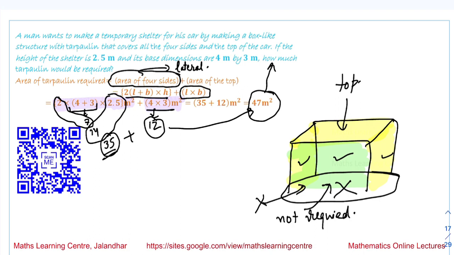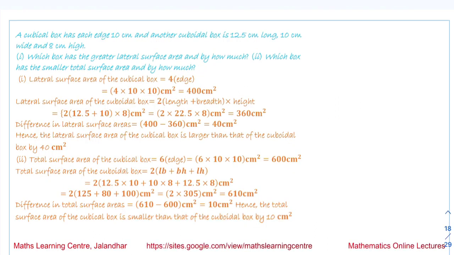Next we are given a cuboidal box, each edge 10 centimeter, and another cuboidal box is 12.5 centimeter long, 10 centimeter wide, and 8 centimeter height. So this box is basically the cubical box, and this is the cuboidal box we are talking about. Then we have to find which box has a greater lateral surface area and by how much, and second, which box has a smaller total surface area and by how much.